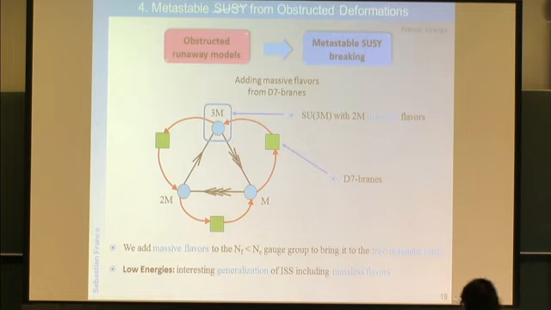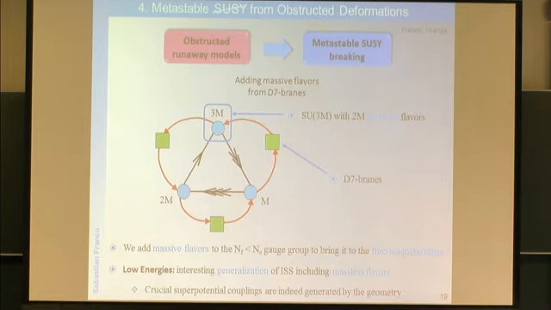And I think that the interesting upshot of this idea, not just that you get this thing, is that it led us to study for the first time some cute generalization of ISS, which is one involving massless and massive flavors. Okay, and in order for this metastable vacuum to exist, you need some specific couplings in the superpotential, and these couplings are generated by the geometry.